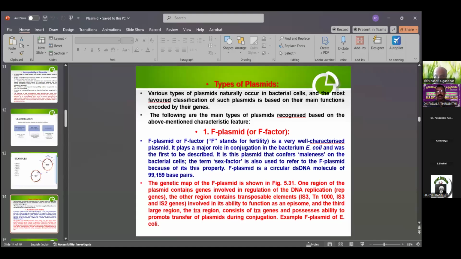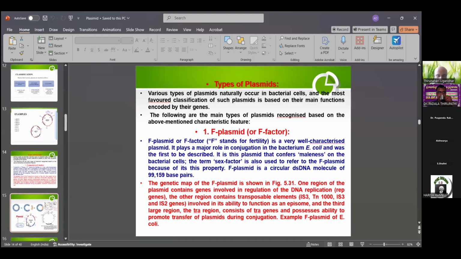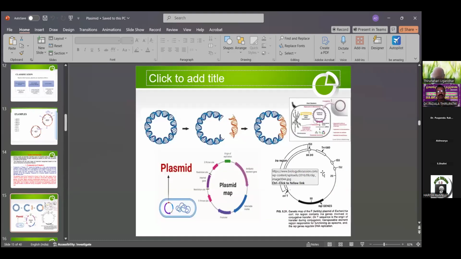So the genetic map of the F plasmids. The genetic map of F1 plasmids has a TRA region, but here there are also TN genes or IS3 genes. A number of genes are there here. But this bacteria is a spherical formation of the replication.